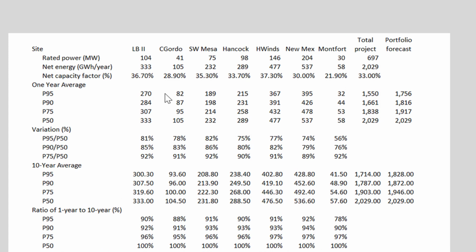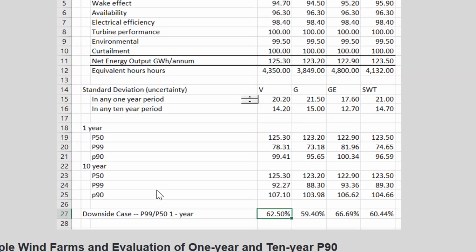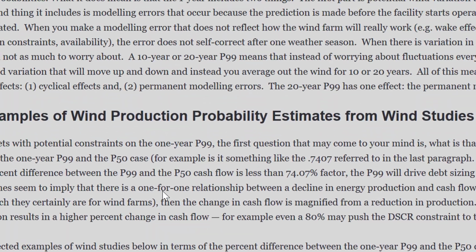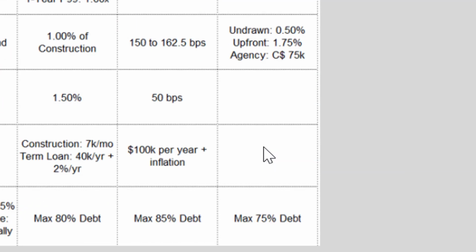A 1 year P90, P95 is always the production. This is energy production. Here's the energy production in the P50 case, always the same, whether it's 1 year or 10 year. That's why these bankers are so stupid sometimes. They say, this statement, 1.3, when using a P50 1 year, you don't have to say 1 year there.